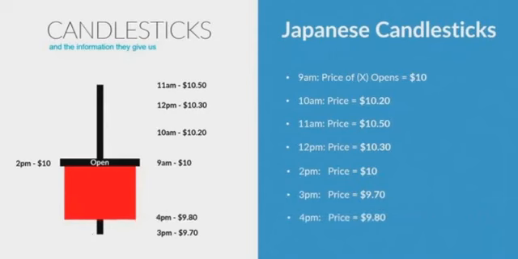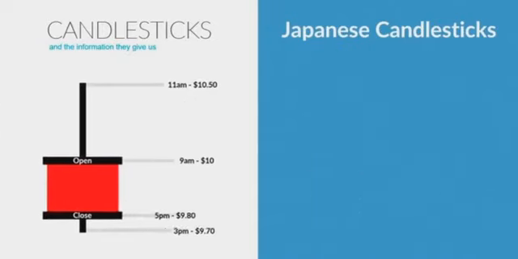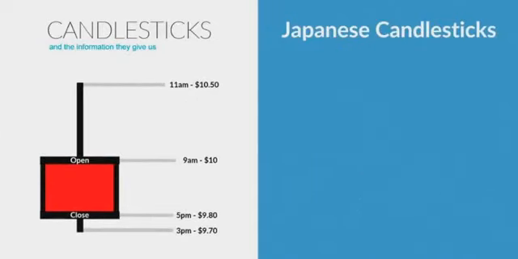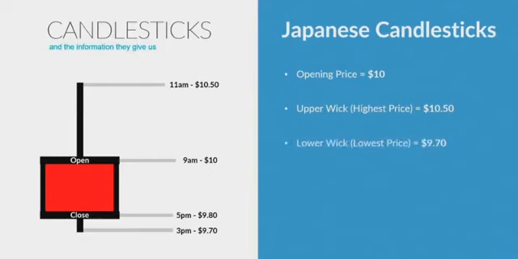It goes to around 9.80 at 4 p.m. and then closes off at 9.80 at 5 p.m. So that's an entire day's worth of trading, let's say in the stock market, represented in the candlestick. So it closes off, and what we have is our four very important pieces of information. We have our opening price of $10. We have our upper wick of 10.50. We have our lower wick of 9.70. And then we have our closing price of 9.80. So we know the next candle is going to open at 9.80.